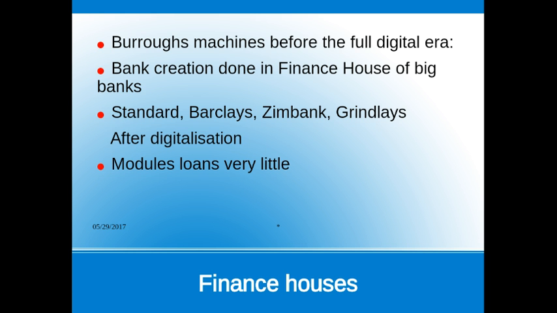I'll just go back to the time in the 1980s. There were these what they call Burroughs machines that were being used. I went to a finance house, and the bank creation was being done in the finance house and not in the big banks. So each of the banks had a finance house. For example, Standard had Standard Finance, Barclays had Finco, which was called Finco for Finance, Zimbank had Scotfin, Grinley's had Grinley's Finance.